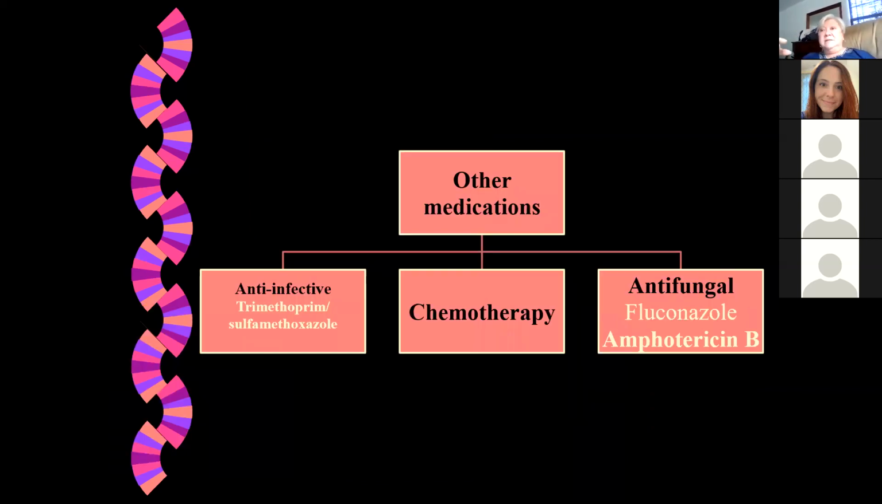Then they're going to be on the medicines to treat their opportunistic infections. For example, trimethoprim and sulfamethoxazole. That's the drug of choice for the PCP pneumonia. That's Bactrim, by the way, or Septra. It's the drug of choice. Chemotherapy for their cancers, like the Kaposi sarcoma or the lymphomas. Again, fluconazole or the amphotericin B if they've got the thrush or they've got the retinitis or something like that. So they're going to be on other medicines to treat their opportunistic infections.